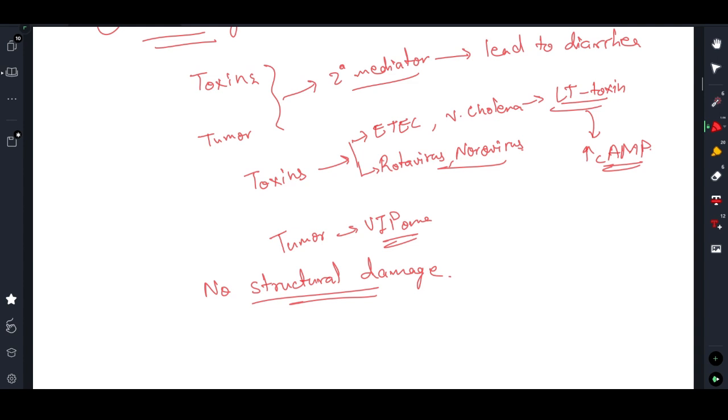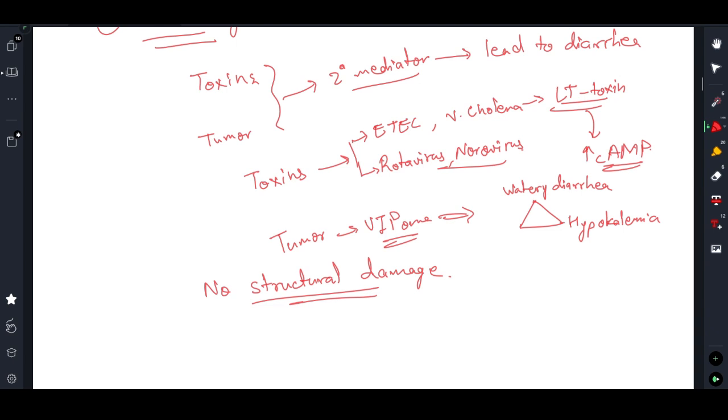Now, how does VIPoma present? The second fact, it presents as a triad. We can also remember it as WDHA syndrome, wherein WD stands for watery diarrhea, H stands for hypokalemia.